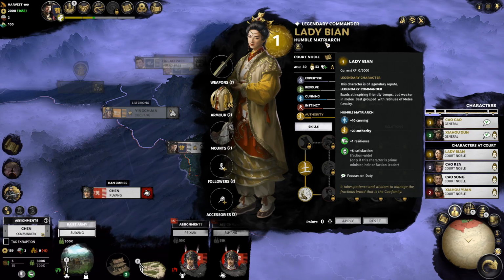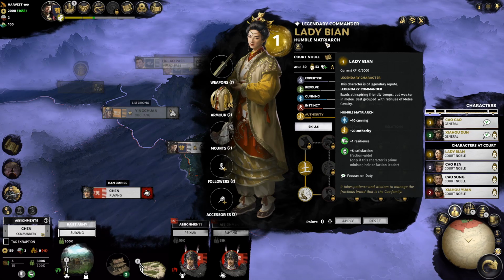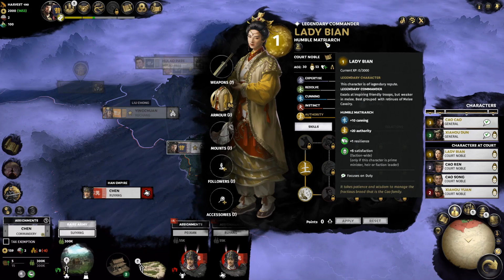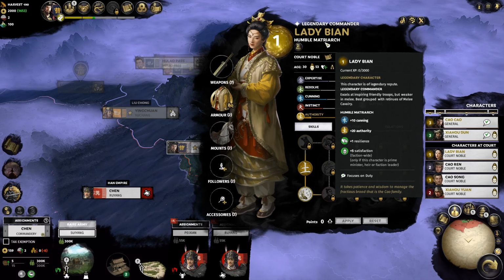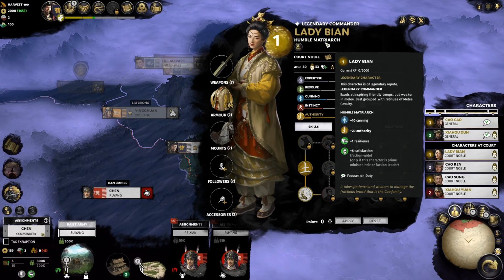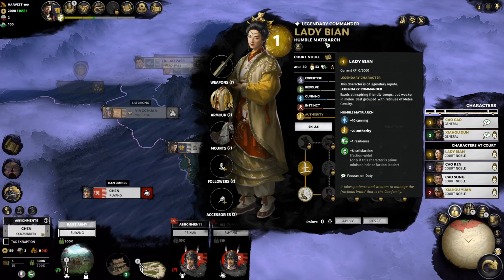And if we take a look at her background, you can see that she gets +5 satisfaction faction wide if the character is prime minister, heir, or faction leader. So that's another 5 points to boost the satisfaction.